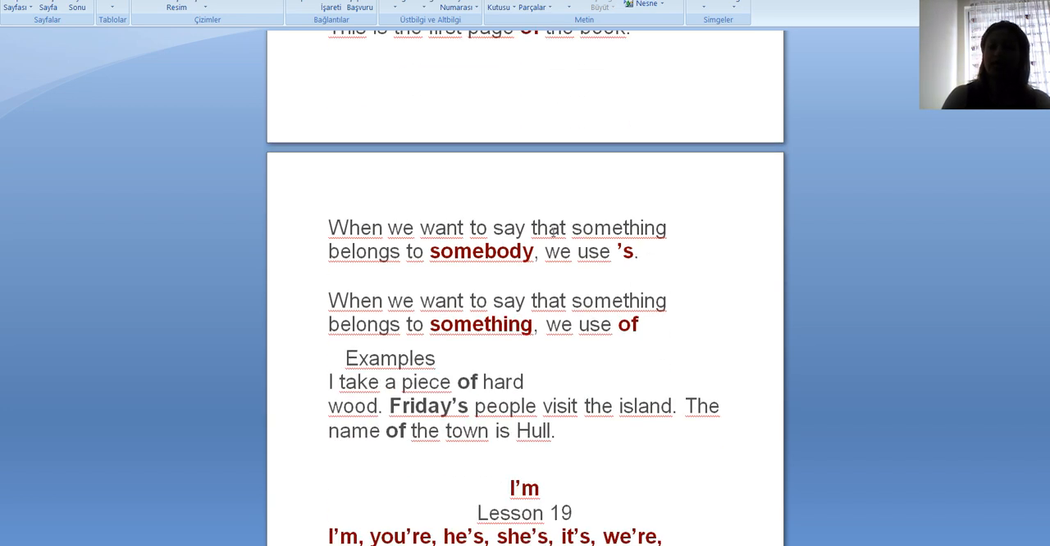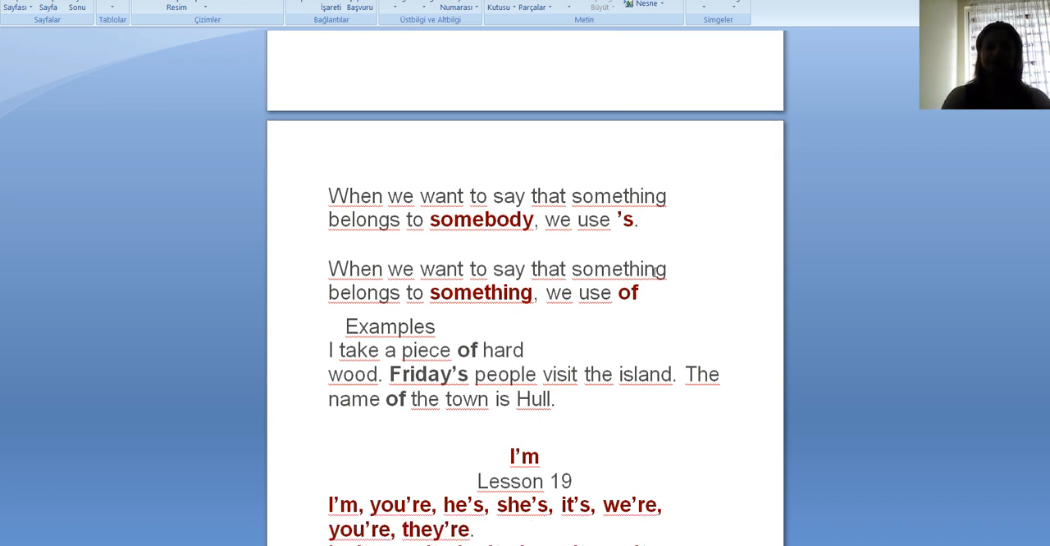When we want to say that something belongs to somebody, we use 's. When we want to say that something belongs to something, we use of.